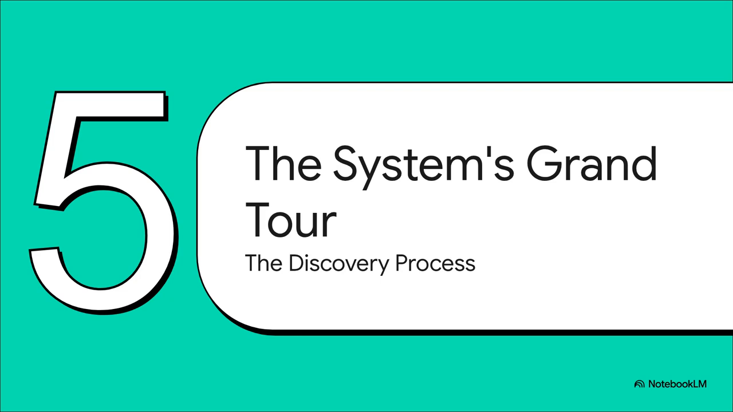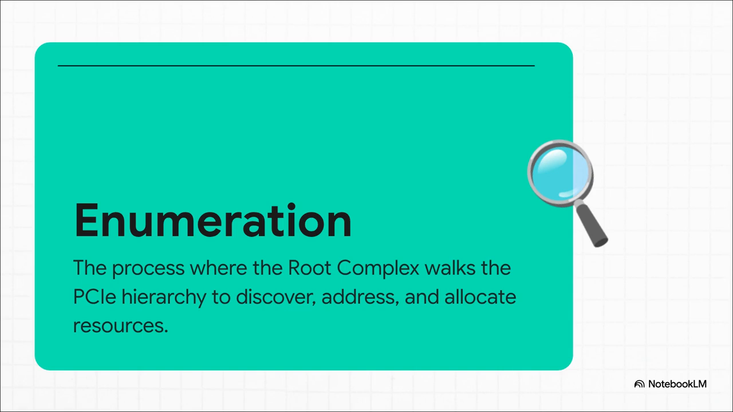Okay, let's put all the pieces together. We have the addresses, we have the user manuals, and we know how the system asks its questions. Now it's time for the main event, the system's grand tour. This is the discovery process, and it's called enumeration. Enumeration really is the whole shebang. This is the process where the root complex systematically walks the entire PCIe hierarchy top to bottom. It discovers every single function, assigns those BDF numbers we talked about, reads their little user manuals, and carves out the resources like memory space that they're going to need to actually do their job.